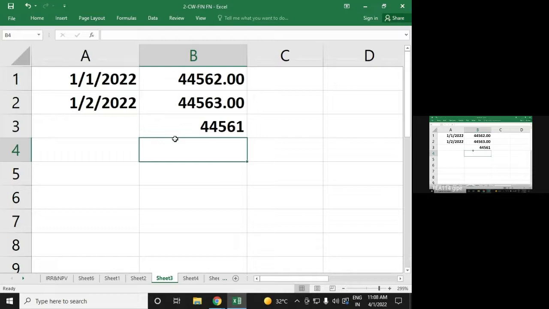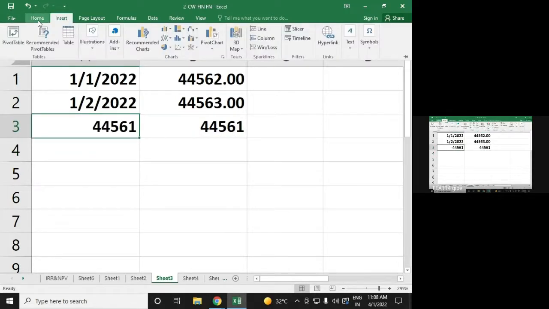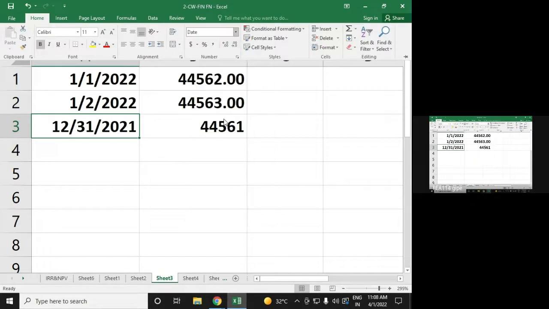31st of prior year. 31st of prior year. Let us convert this to date format. It works. Okay, so that is why Excel has become such an important tool in finance.